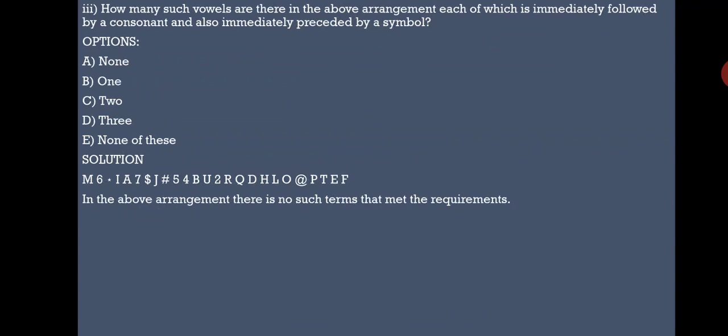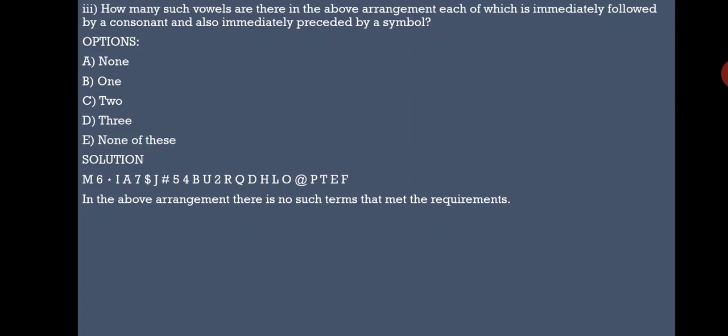How many such vowels are there in the above arrangement, each of which is immediately followed by a consonant and also immediately preceded by a symbol? We need to find a vowel which is immediately followed by a consonant and immediately preceded by a symbol. After the vowel will be a consonant and before the vowel will be a symbol. We need to find the term.